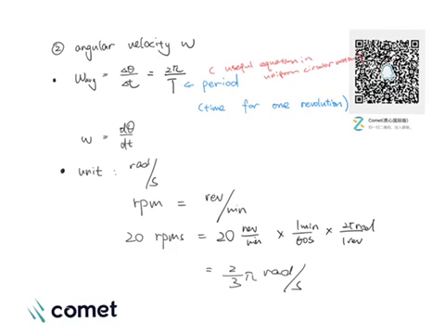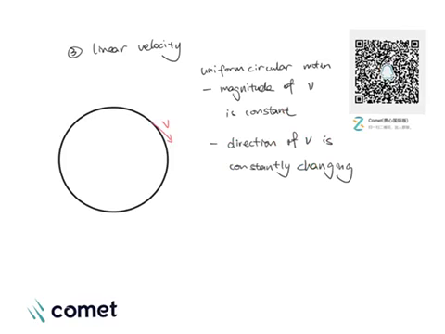It is okay to leave pi here because it's an angular quantity, but eventually we are going to transfer to linear quantities. So we're going to multiply by 3.14 here if you want to transfer to linear quantities. The third one is linear velocity. We sometimes call it tangential velocity because the direction is tangent to the circle. For uniform circular motion, the magnitude of velocity is constant. The direction of velocity is constantly changing.